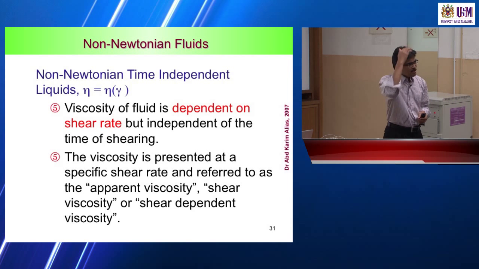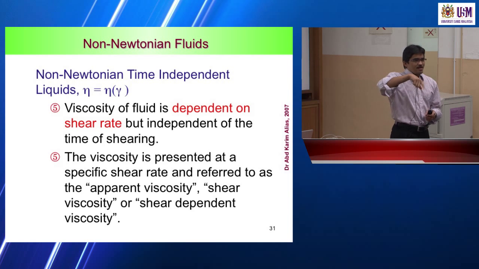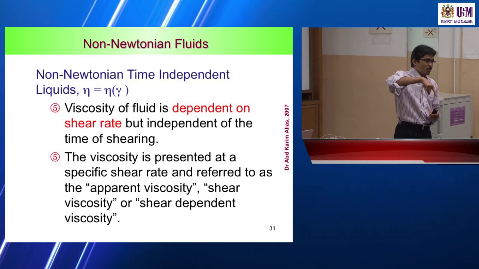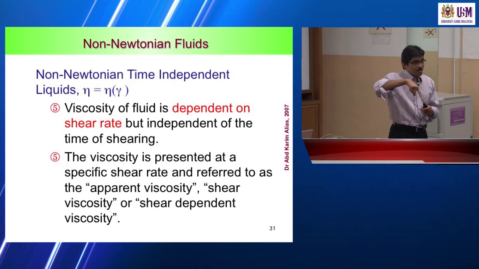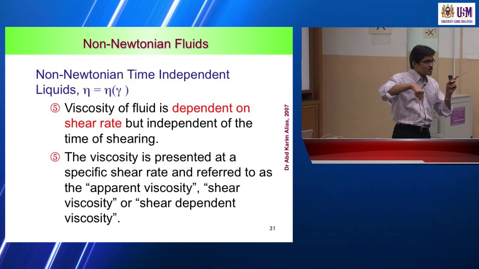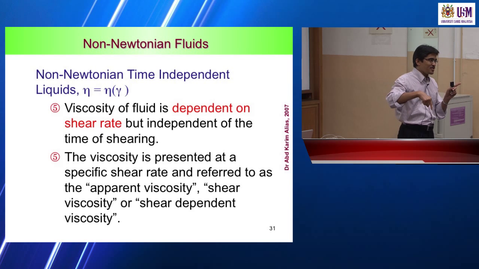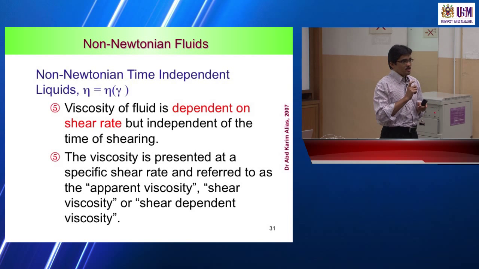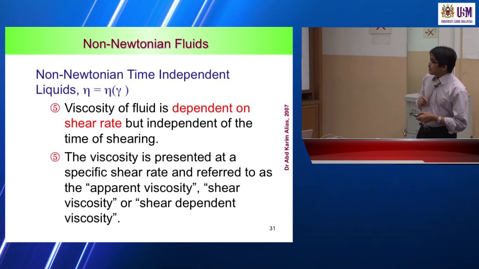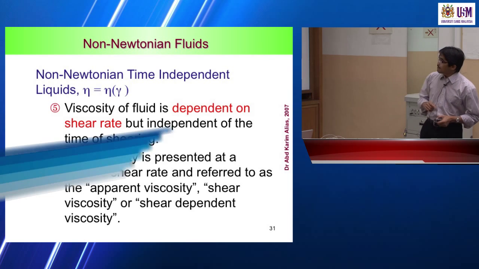Independent of time. What's the meaning of independent of time? Imagine that you stir a sample in a cup or in a beaker. You shear the sample at a fixed shear rate. After 1 minute, measure the viscosity, X. After 10 minutes of continuing to stir, measure the viscosity. The viscosity will change or not? No, constant. 1 hour, do you think the viscosity will change or not? No. And you can continue however long, still the viscosity would be constant. So that's the meaning of Newtonian. The viscosity of Newtonian is independent of time and shear rate.